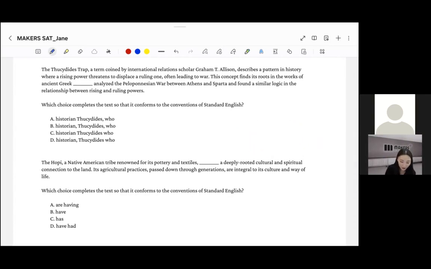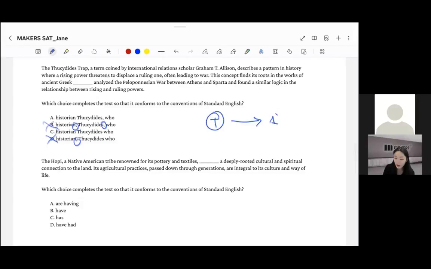So this has a comma. This also has a comma, so we don't want that, and that's how we know we eliminate B and D. And then there's another layer to it. Who analyzed the Peloponnesian War between Athens and Sparta? So this is another piece of information. So knowing that it is Thucydides, is the information that he analyzed the Peloponnesian War cutting down the number of historians that is introduced?